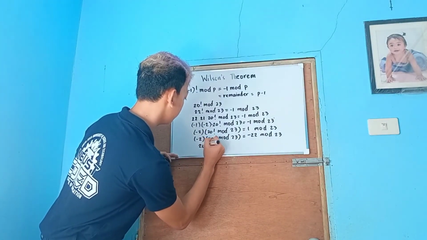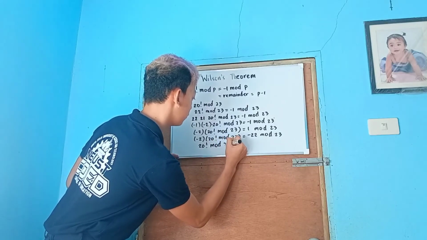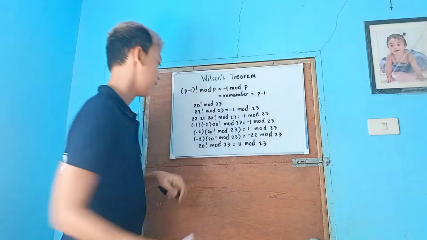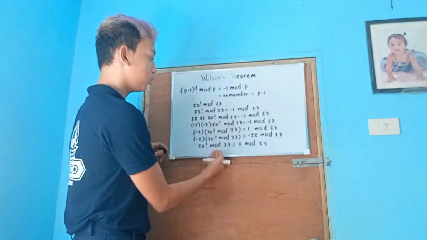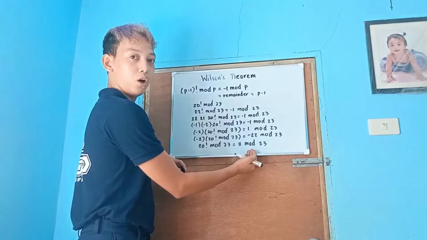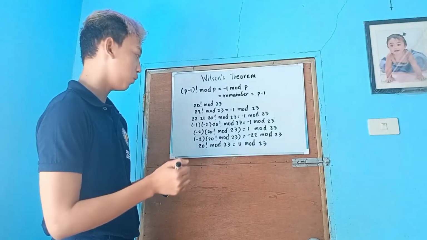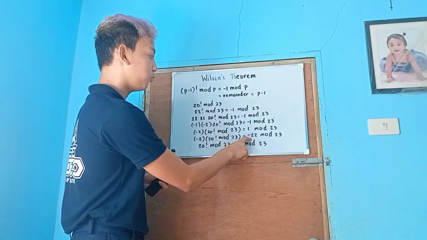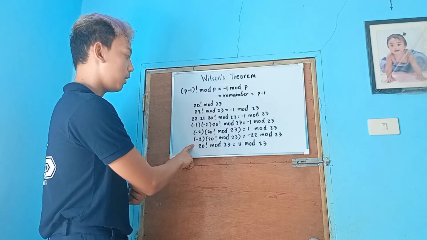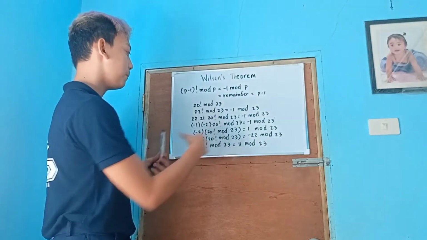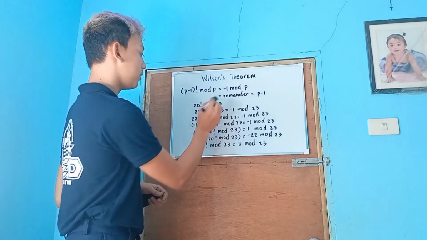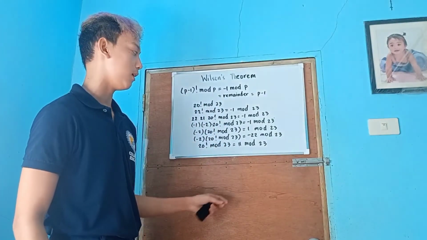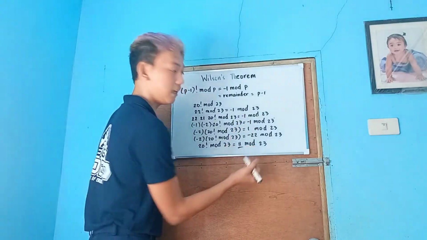Then, it becomes 20 factorial mod 23 equals 11 mod 23. So, why does it become 11? Again, we divided negative 22 by negative 2 and that is positive 11. Meaning, 20 factorial mod 23 is equal to 11 mod 23, and our remainder is 11.